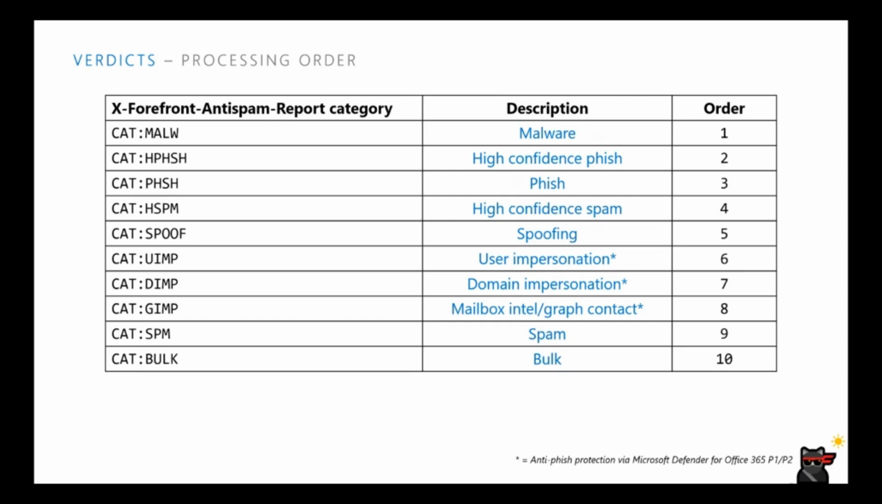We're going to run through the stack, and then whatever the finding is, that is the action we're going to take. So from the top, malware is going to be the most important, followed by high confidence phish, followed by phish, followed by high confidence spam, followed by spoof, followed by user impersonation, followed by domain impersonation, followed by mailbox intelligence or personal graph, then spam, then bulk. If we detect one of these, we'll take action on it based on whatever the policy is set to act on. And if we don't find any of these, then it doesn't have any category and it'll be delivered to the inbox. The last one there.